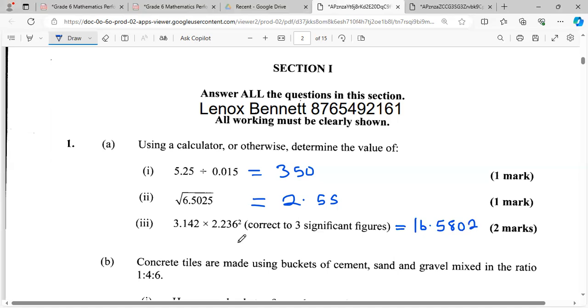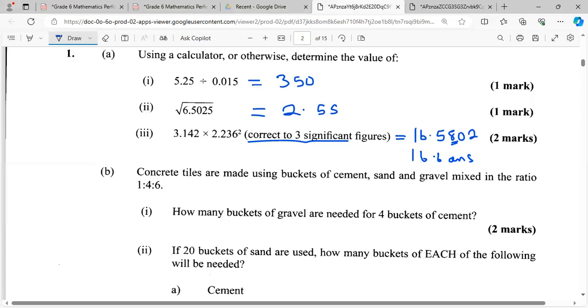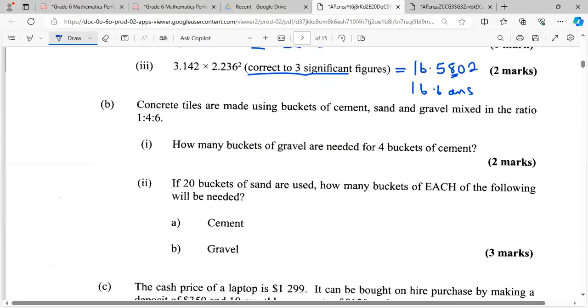Now they say correct it to 3 significant figures. So to correct this to 3 significant figures, 16, that's important. Now we check this next digit. If this is 5 and over, we add 1. So that is 16.6 when corrected to 3 significant figures. Very nice question.